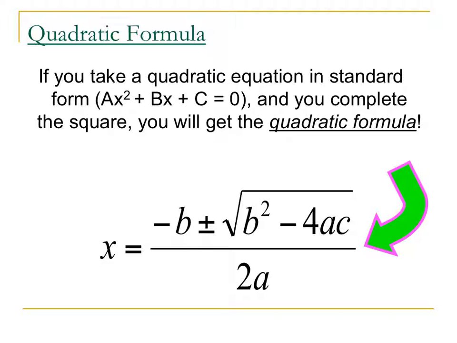You're going to want to go ahead and write it down. It's x equals the opposite of b, plus or minus, because of that square root bar, it's plus or minus, and then the square root of b squared minus 4ac, so there's your discriminant, all over 2a.